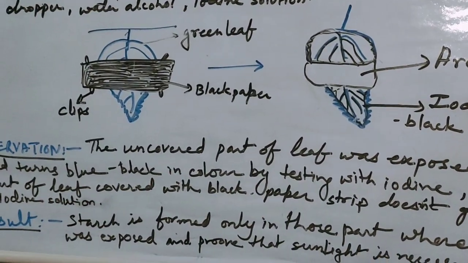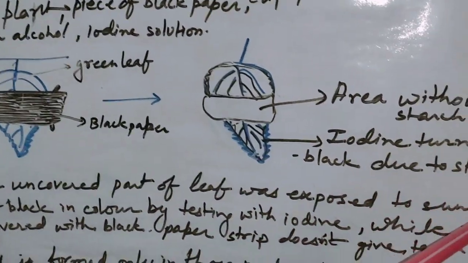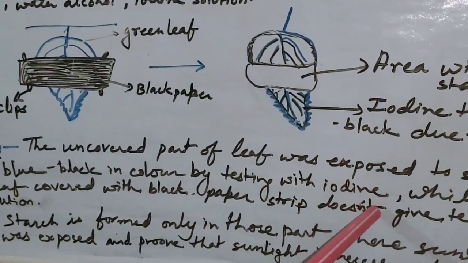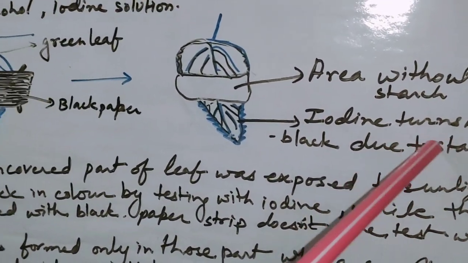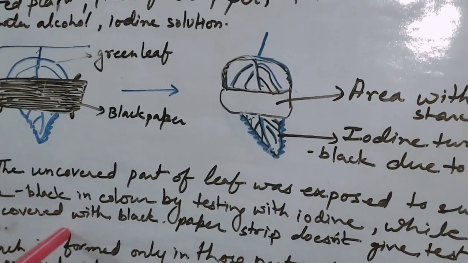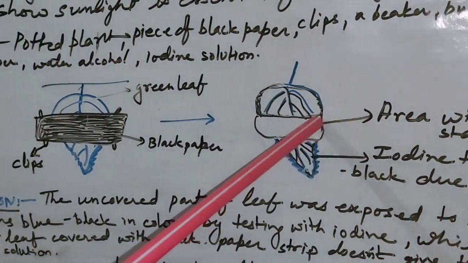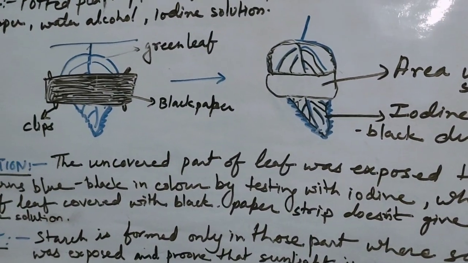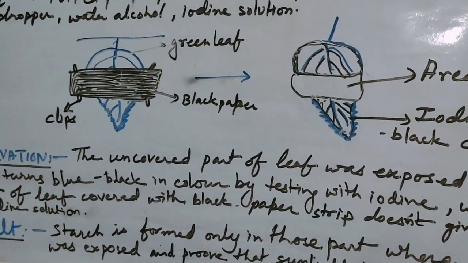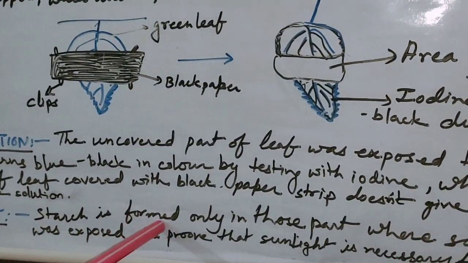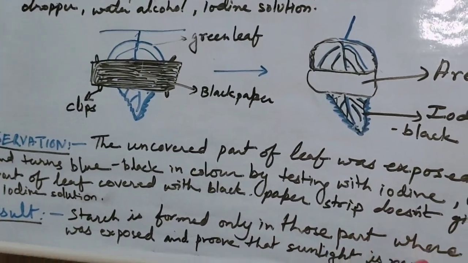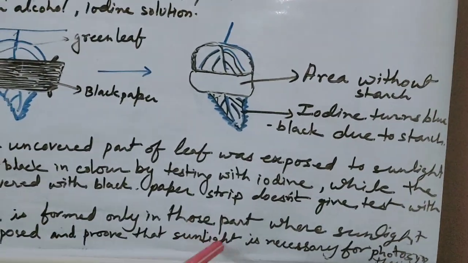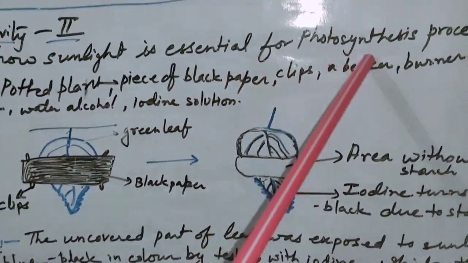What is our observation? The uncovered part of the leaf was exposed to sunlight and turns blue-black in color when tested with iodine, while the part of the leaf covered with the black paper strip does not give any test with iodine solution. And by this, we conclude our result as: starch is formed only in those parts of the leaf where sunlight was exposed, and this is proof that sunlight is necessary for the process of photosynthesis.